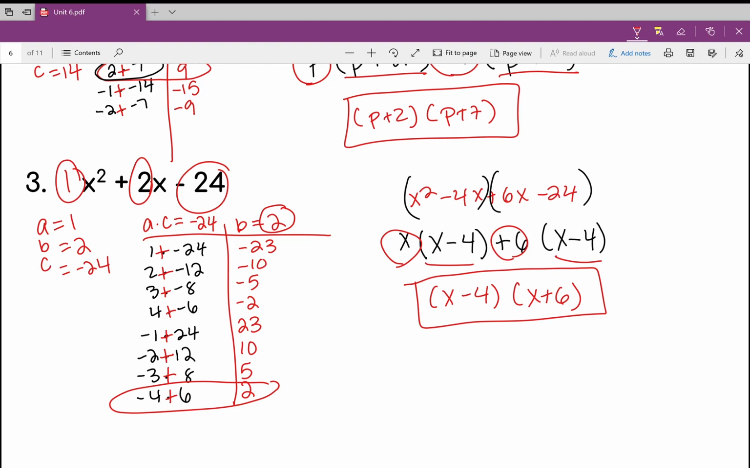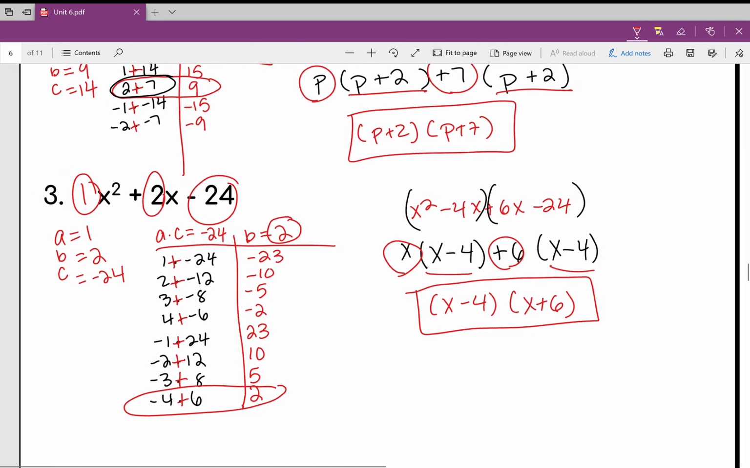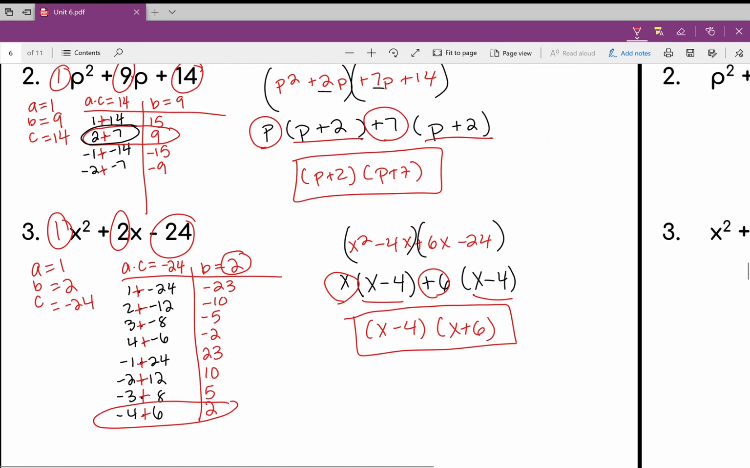So that's the answer. What you'll notice as we're working out these problems is that this is the opposite of double distribution. So we start with the answer and we work back to the original problem. So it's the opposite of double distribution. I just want you guys to make that connection.